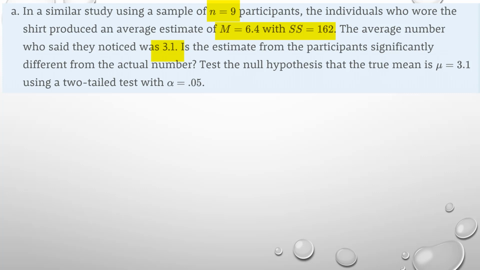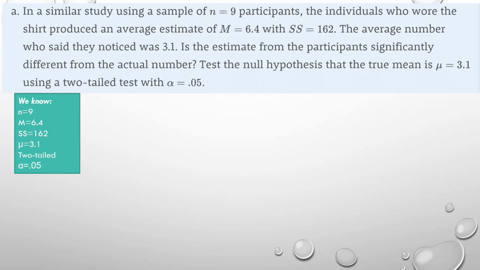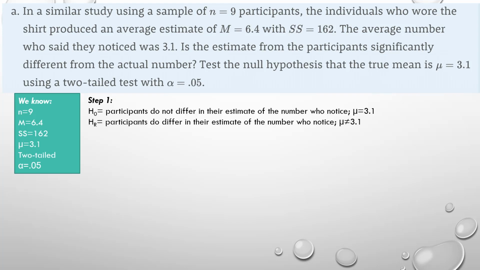We want to test the null hypothesis that the true mean is 3.1 using a two-tailed test with an alpha of 0.05. As always, we start by asking, what do we know? In step 1, we state our hypotheses.